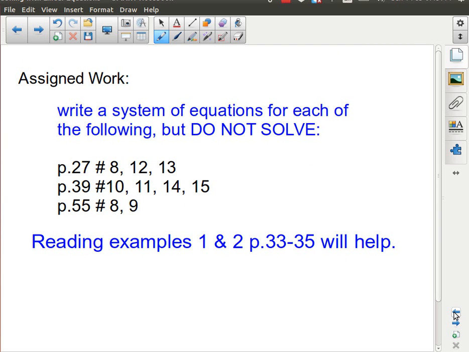And I've just got my homework, and for those of you doing the homework, stressing you're not solving these questions. You're going to solve these at another time. Focus on modeling, coming up with the equations.